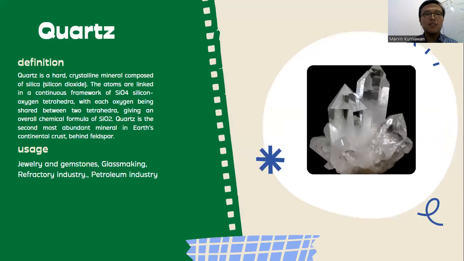Next, we have quartz. Quartz is a hard crystalline mineral composed of silica. The atoms are linked into a continuous framework of silicon-oxygen tetrahedra, with each oxygen being shared between two tetrahedra. So the usage of quartz is normally found in jewelry, glassmaking industry, refractory industry, and also the petroleum industry.